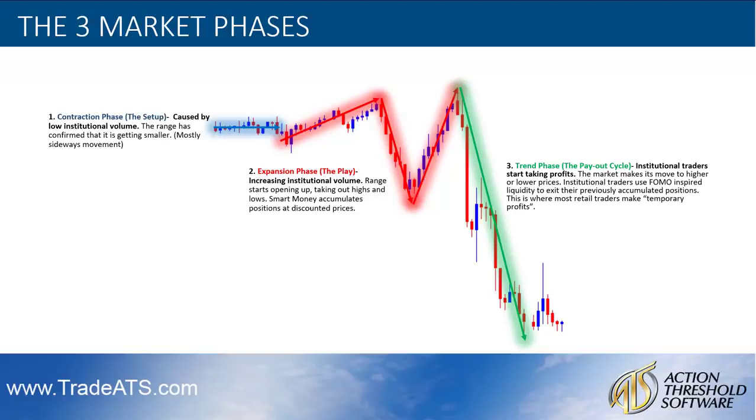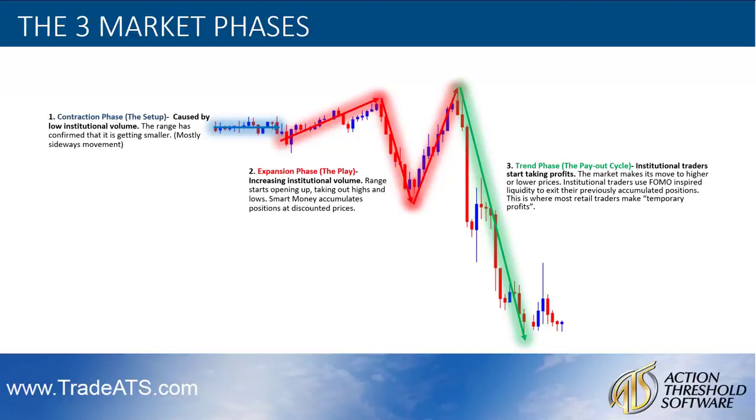The institutional traders use FOMO, fear of missing out, inspired liquidity to exit their previously accumulated positions. And this is where most retail traders make temporary profits because they're going to give it all back, because they're going to trade right into the first phase again and the second phase, and they're going to get crushed. So anything they make in the trend, most traders are going to give up in those next two phases as the market cycle repeats.